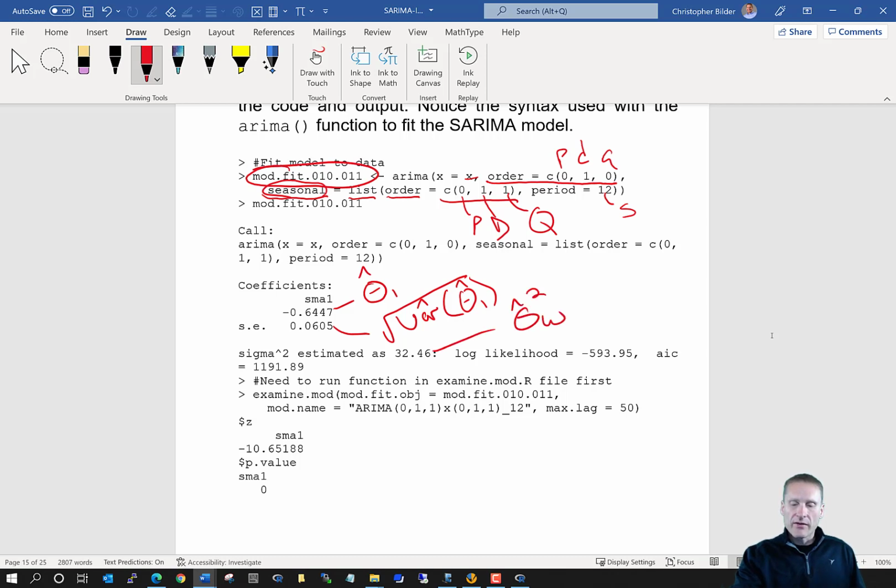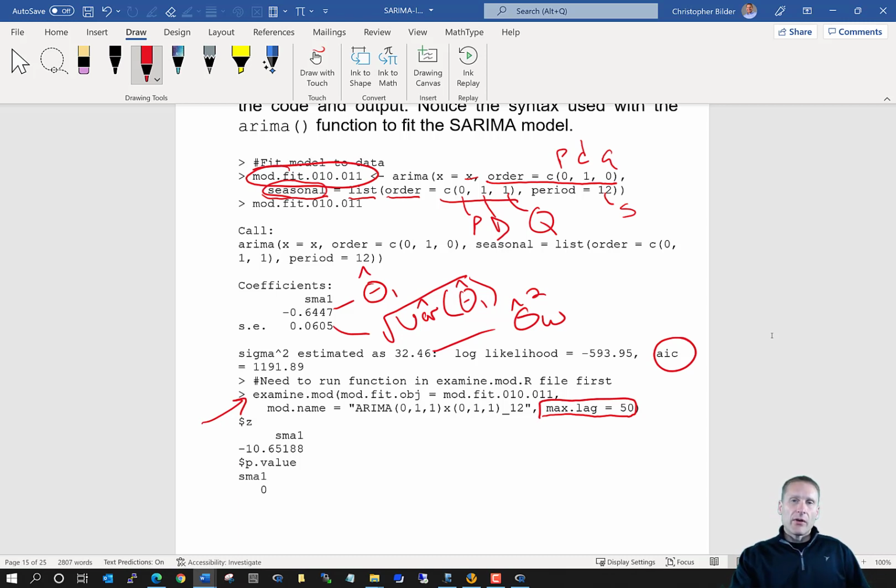Sigma hat squared W. Here is the corresponding AIC that we will eventually want to look at. Now, to examine my model further and do the various diagnostic measures, I'm going to use the examine.mod function that I had written previously, and I use this in much the same way as before. But notice also here I include max.lag equal 50. The reason is that for the Ljung-Box-Pierce test, I do want to look at a larger number of lags, since I have a season of 12.